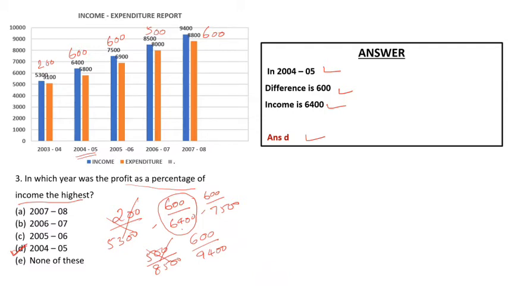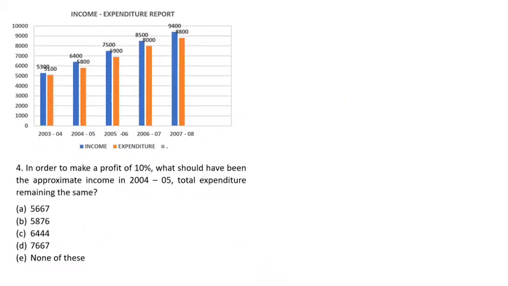So next question. In order to make a profit of 10%, what should have been the approximate income in 2004-5, total expenditure remaining the same? Approximate income in 2004-5, we need to find out, to make a profit of 10%, and total expenditure will not change.